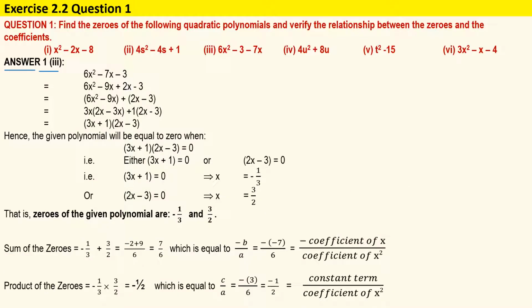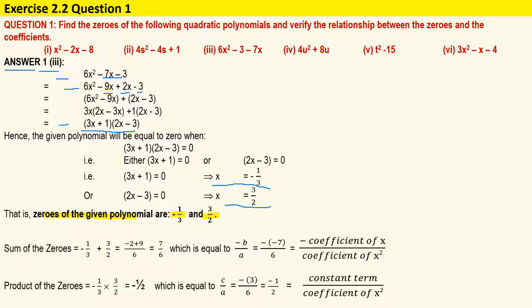Answer 1 part 3, 6x² − 7x − 3. This can be written as 6x² − 9x + 2x − 3, which will be equal to (3x + 1)(2x − 3). Hence, we can say that either x = −1/3 or x = 3/2. That is, the zeros of the given polynomial are −1/3 and 3/2.